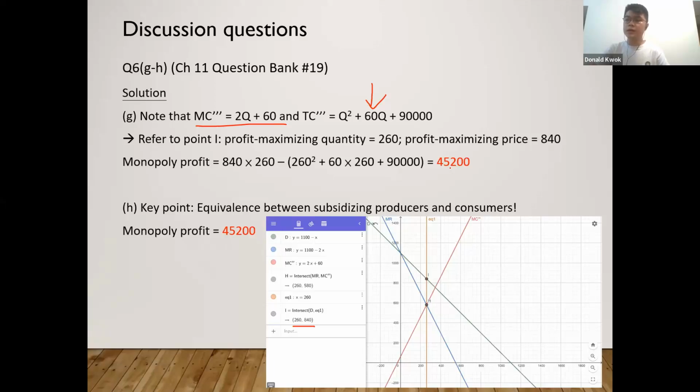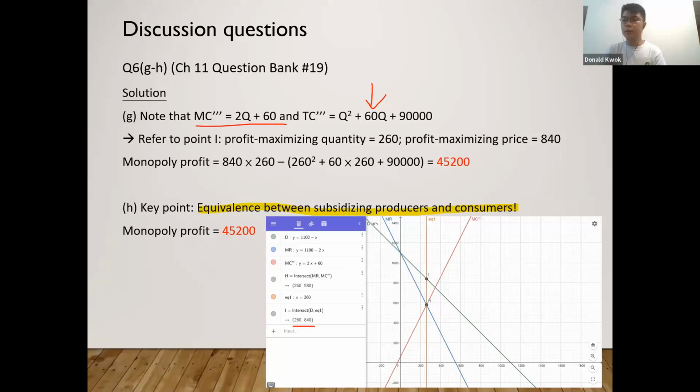For part H now, instead, the subsidy of $20 is given to the consumers. What will be the profit of the monopolist? We can recognize the equivalence between subsidizing producers and consumers, unless the price received by sellers or the price paid by buyers spreads into the negative quadrants. So after recognizing this equivalence, we actually do not need to calculate anything, and we can answer this part. The monopoly profit in part H is the same as in part G. Subsidizing consumers is the same as subsidizing the monopoly. In this case, the monopoly profit is 45,200 again.